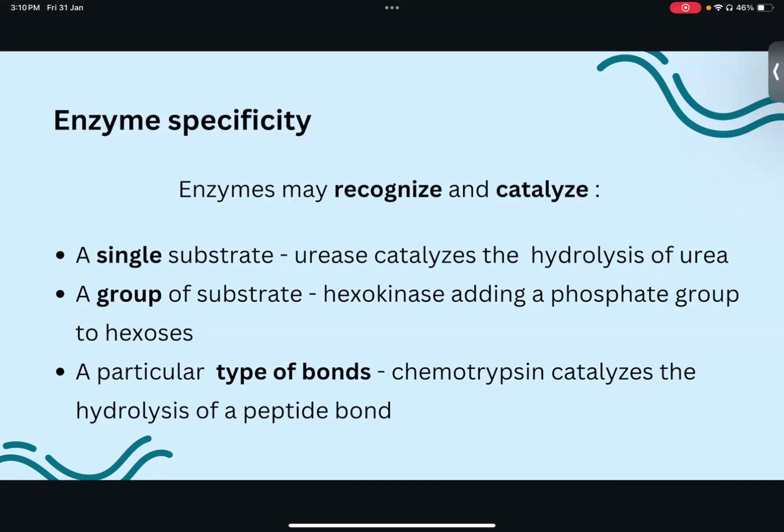Or a group of substrates, where an example is hexokinase, which catalyzes the addition of phosphate groups to other hexoses. It does not say only one type of compound, no, all types of hexoses. And then we have a particular type of bond. They only catalyze a particular type of bond, such as, for example, chymotrypsin catalyzes the hydrolysis of a peptide bond, this type of bond, or let's say an ester bond, and so on.